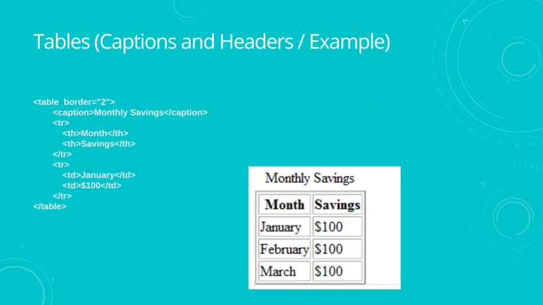There is an example of table caption and headers. So this is a table example. The table border is equal to 1, then caption: monthly savings. So we have just closed the caption. Then we have table, tr is open. Then th, month. Then close the month, then saving. Then closing. So the table row is open, then the table row we have to close. Then again a table row is open. Then we have written January. Then table data is equal to $100. Again closing the table row. This is the table. So this is the example of monthly savings we have seen here.